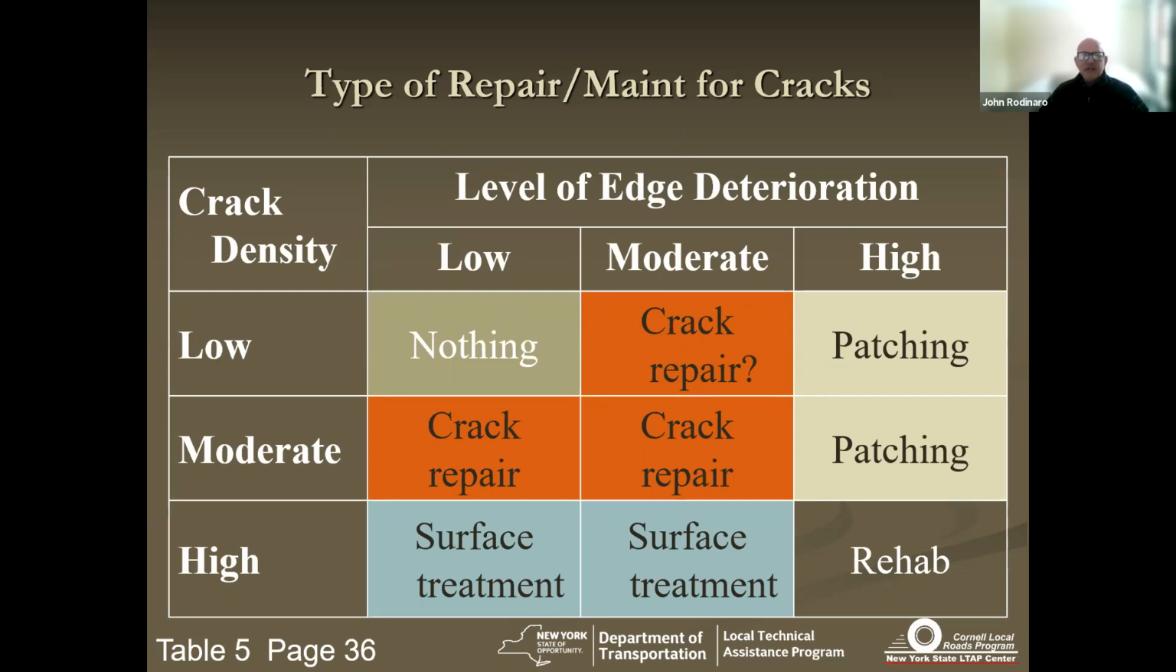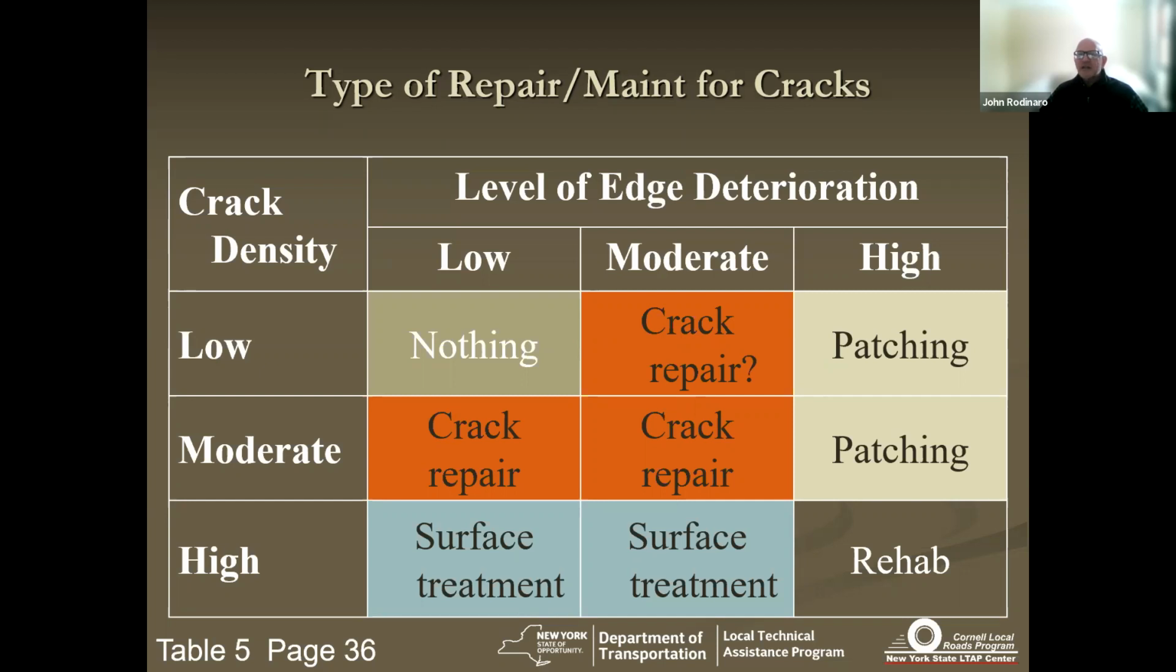If you've got moderate density where you've got a handful of cracks and you've got up to a moderate level of edge deterioration, that's where we're going to really start talking about our crack repairs, either sealing or filling. If you've got a high level of crack density and up to a moderate level of deterioration, so that means you've got a lot of cracks, but they're still in good shape, you'll be looking at your surface treatments or your wearing courses, and we'll talk about those a little bit later in the session.